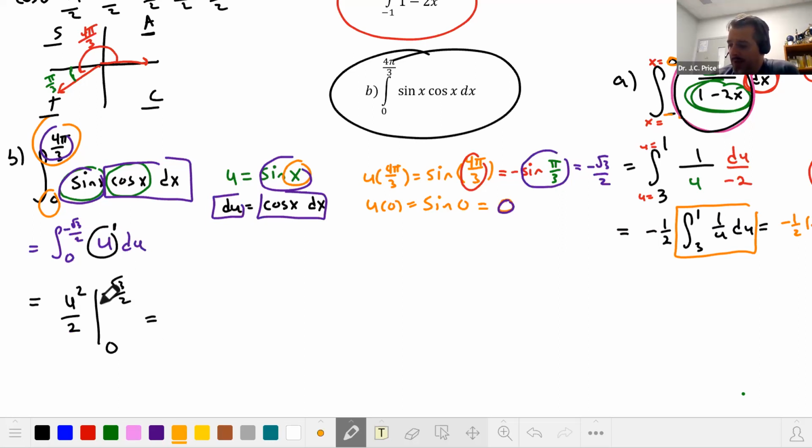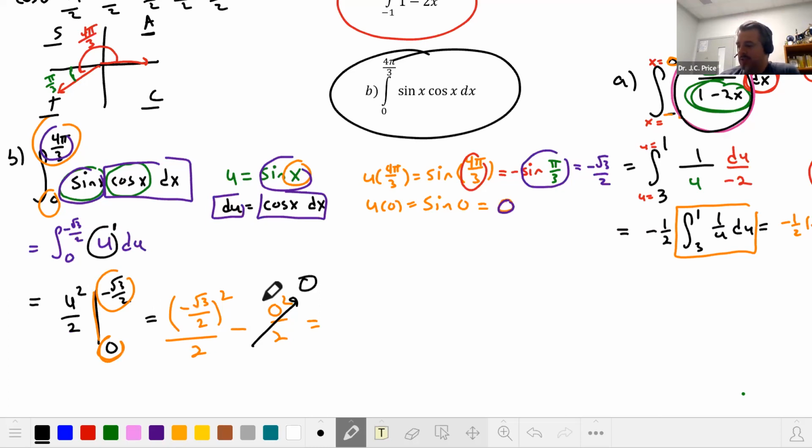I plug in the upper limit, and then I subtract off when I plug in the lower limit. And I'm going to go slow here so you can see what I'm doing. So negative root 3 over 2, I'm going to square that and divide it by 2. And minus, now I'm going to plug in 0, so 0 squared divided by 2.